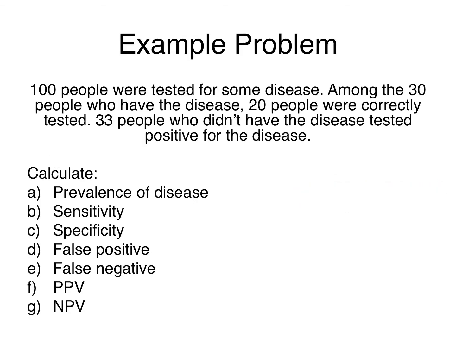So now we'll just turn to an example problem. So 100 people were tested for some disease. Among the 30 people who have the disease, 20 people were correctly tested. 33 people who didn't have the disease tested positive for the disease. Calculate the prevalence of the disease, sensitivity, specificity, false positive, false negative, positive predictive value, and negative predictive value.